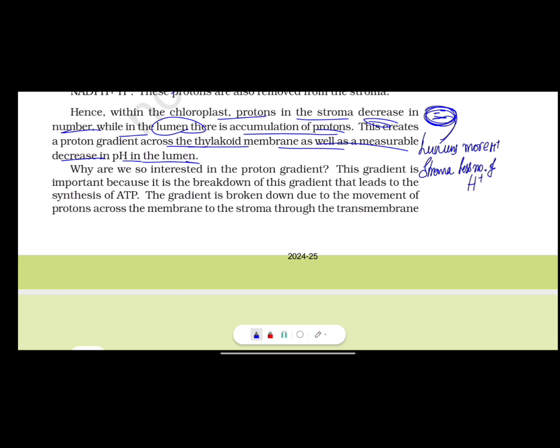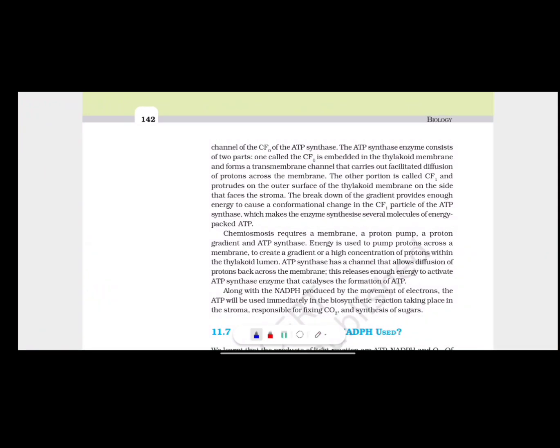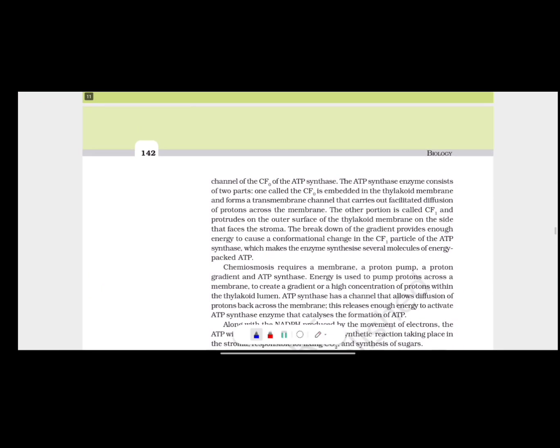Why are we so interested in the proton gradient? This gradient is important because the breakdown of the gradient leads to the synthesis of ATP. The gradient is broken down due to the movement of the protons across the membrane to the stroma through the transmembrane channel. So from lumen to stroma, the gradient is broken down through what? Through the transmembrane channel of F0 of the ATP synthase.